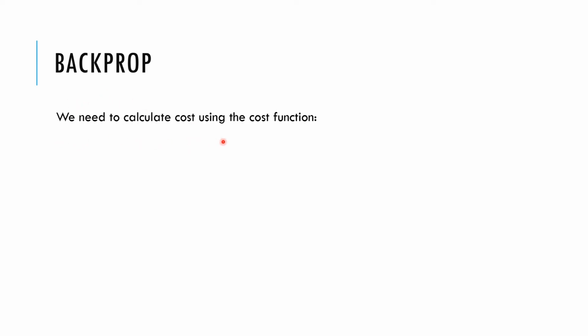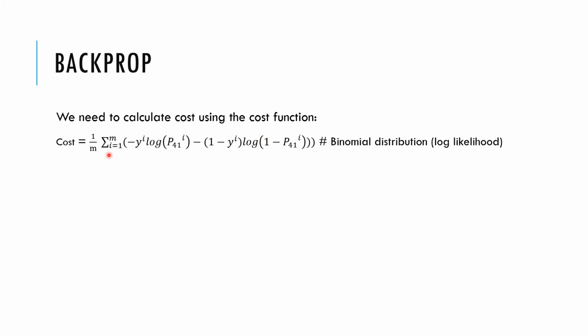So we need to calculate the cost using the cost function, right? So this is the cost function: cost = 1/m Σ of −yi log p41i − (1 − yi) log(1 − p41i), because in our example, p41 is the output layer. p41i is our predicted value, and yi is the actual value. And this formula comes from the log likelihood of the binomial distribution.